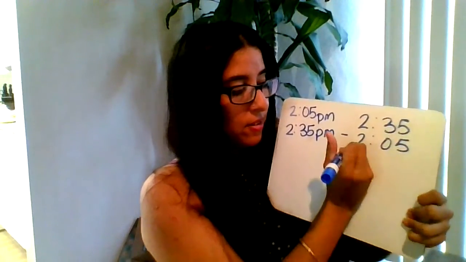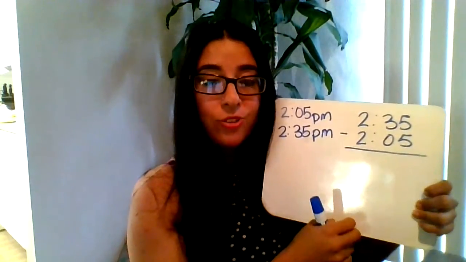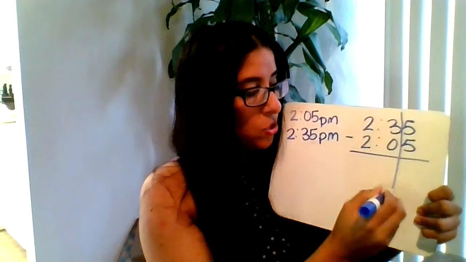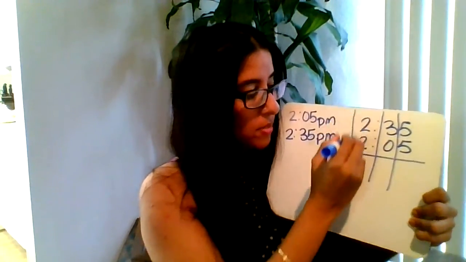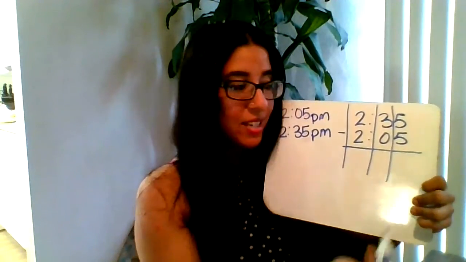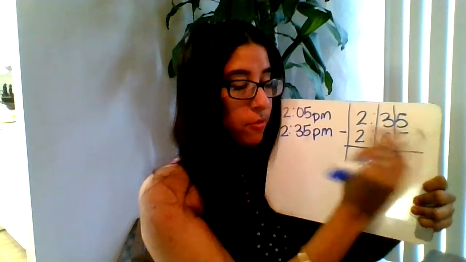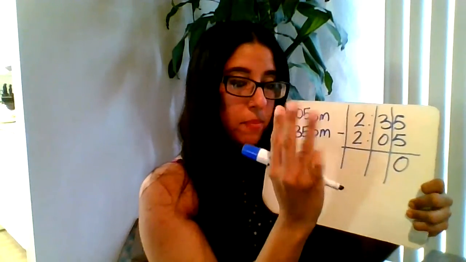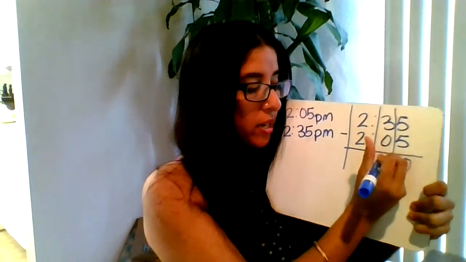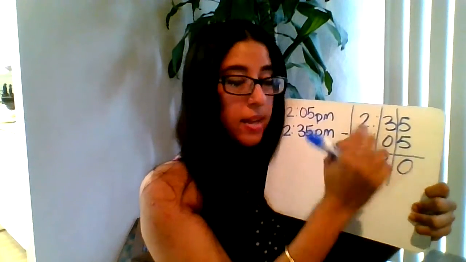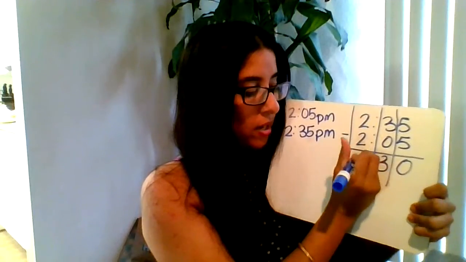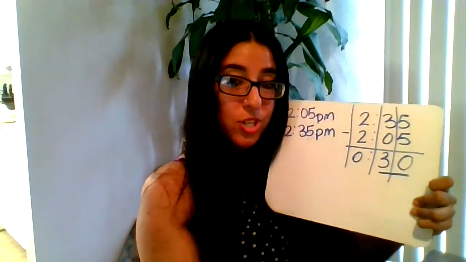2:05. Okay. Now, first and second graders, just to keep our problem clean, we always draw our lines for our columns just to keep it nice and neat, okay? So 5 minus 5 is 0, and we have our 3 minus 0 is 3. And 2 minus 2 is 0. So actually, our only amount of minutes are just here.